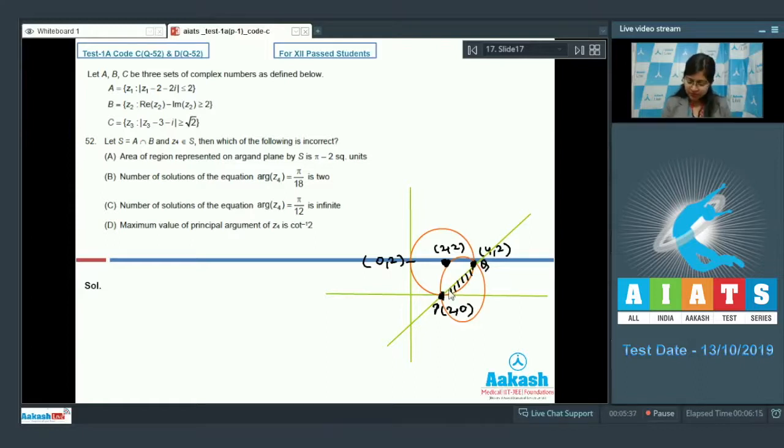Now question number 52 says that let S be equal to A intersection B. So A intersection B is this shaded region, right? And Z4 is lying in this area S, right? Now we have to find the incorrect option. So option number A says the area of the region represented by S.